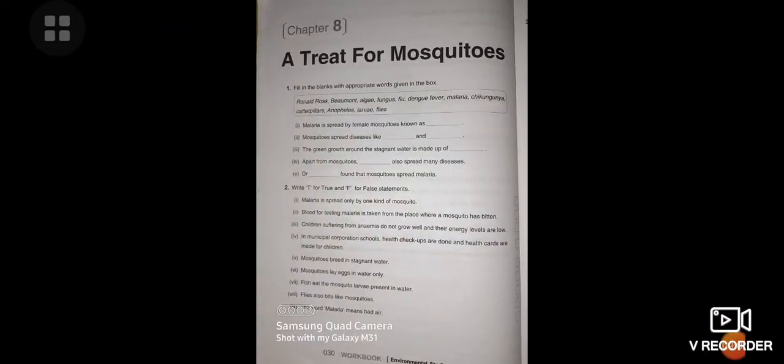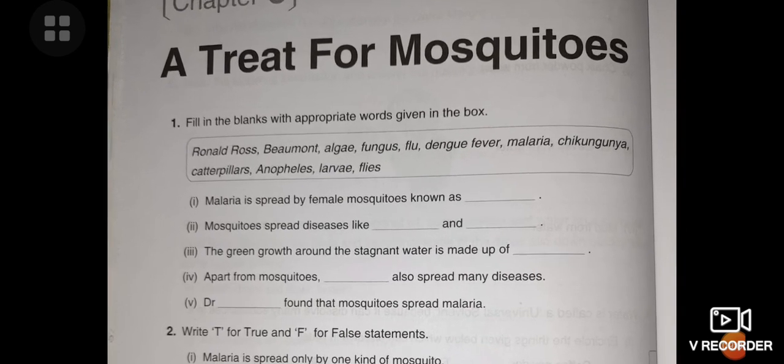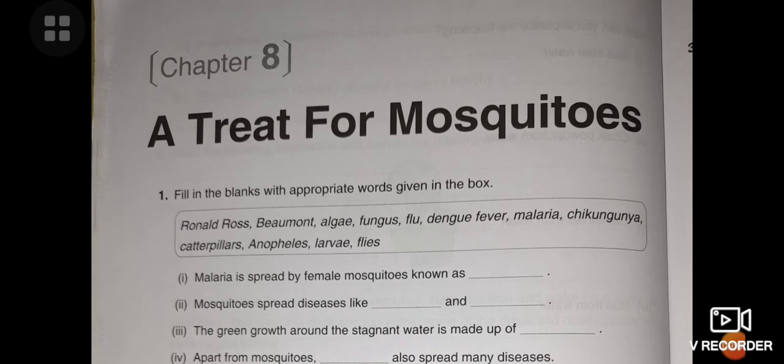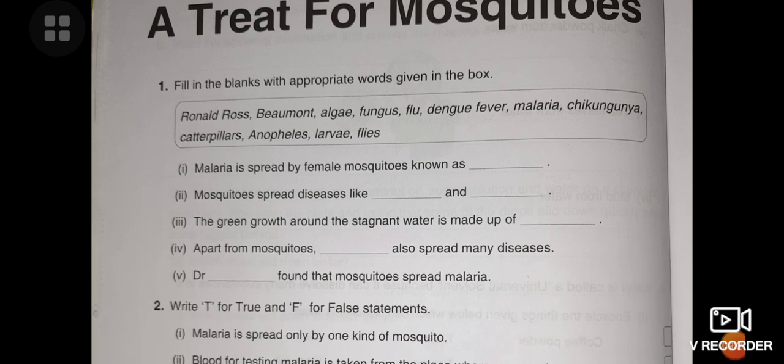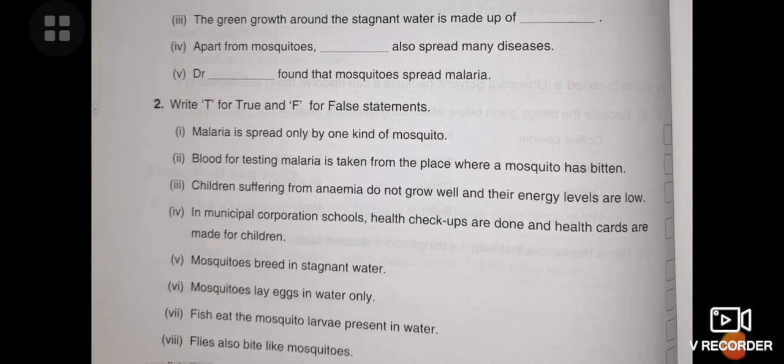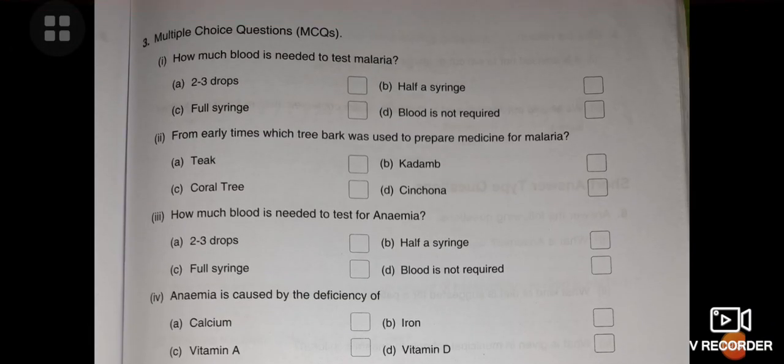And now children, again I am showing you this right from the beginning. A Treat for Mosquitoes. Go through the textbook first of all. After that you will write down the question answers given by me in the PDF and then you will write this practice notebook work in your practice copy. It is a treat for mosquitoes. Fill in the blanks. True, false. Then we have MCQs.